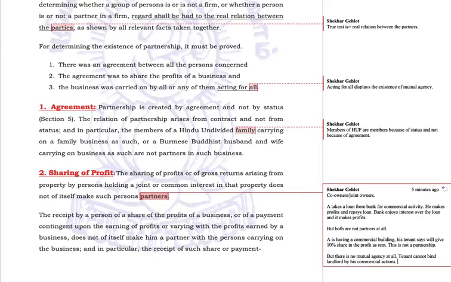Therefore, when there is no mutual agency, and we have discussed the case of KD Kamath where the Supreme Court says the true test lies in the mutual agency, when they both are not acting for each other, then there is no existence of partnership between these two people at all.